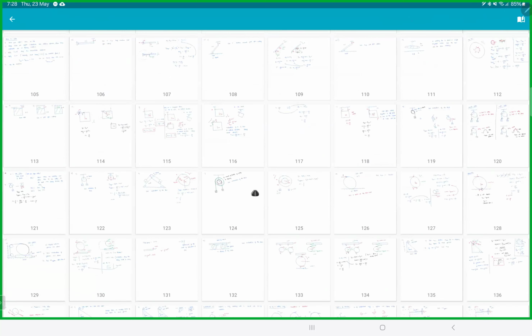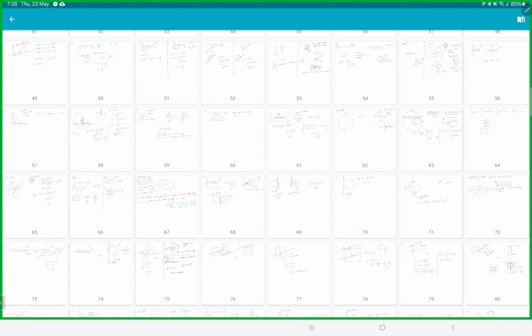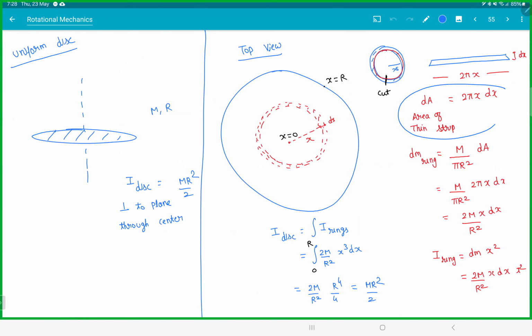You guys will get used to it. Don't worry. There was a question here. So we have a disk here. They did the same thing. Area of a thin strip. So don't worry too much, because whenever this comes again, I will teach you.